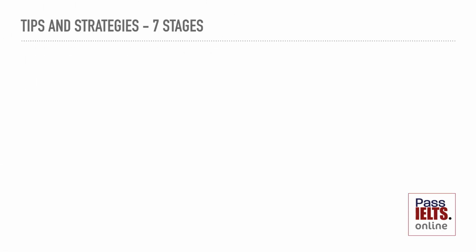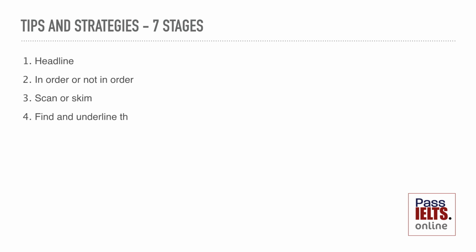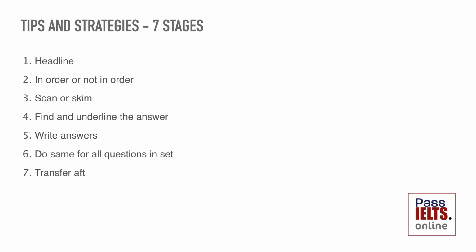Now we're going to look at 7 tips and strategies which will help you in the reading part. First of all, we need to read the headline. Then we have to decide if they are in order or not. Then you need to decide whether to scan or skim. Then you will find and underline the answers. You can then write your answers or circle the correct answers. You do the same for all the questions in a set, and then you can transfer after each section.